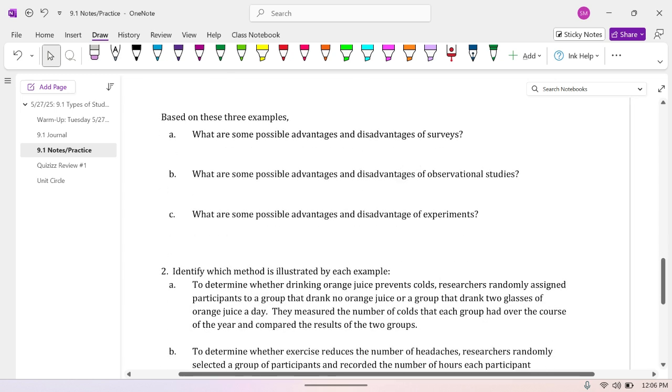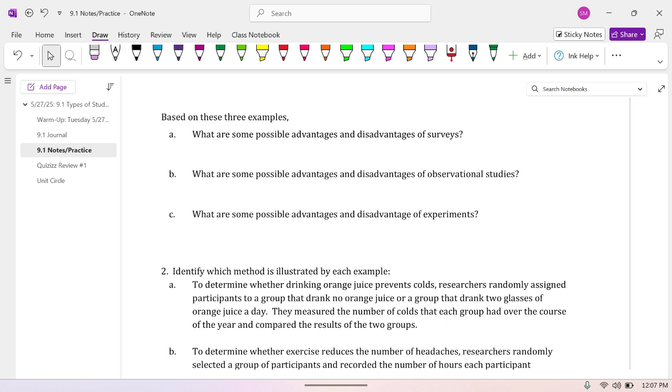Now, based off of these three examples, what do you guys think an advantage of doing a survey is? Finding out information about part of the population. Well, finding out information, yeah, but that's how all of them are. Guys, think about the act of giving a survey. Is it pretty easy to give a survey? Not really. You could just send a Google form. All right. You'd be surprised.